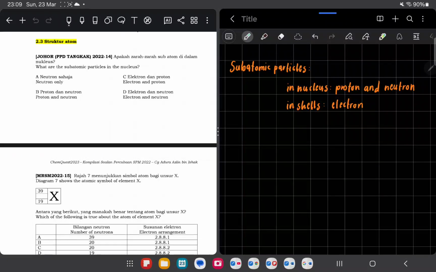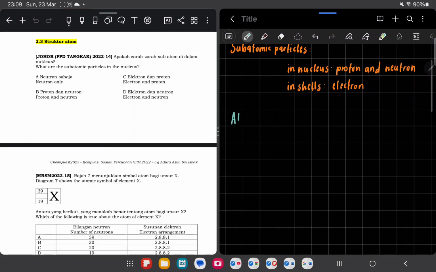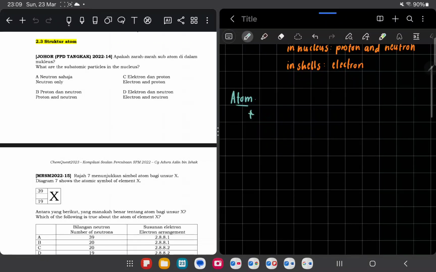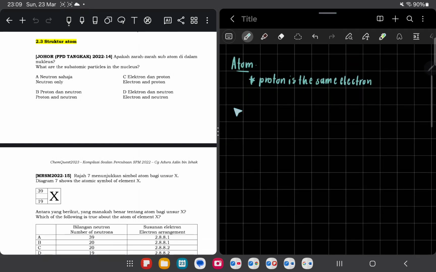I want you to understand this properly. If people say atom, whatever atom, sodium atom or magnesium atom, you must remember that in an atom the main thing is that proton is the same as electron. Let's say I have 10 protons, I have 10 electrons. You must remember this one. But for an ion, proton and electron are not the same. Proton is not the same as electron. So you must understand that one.